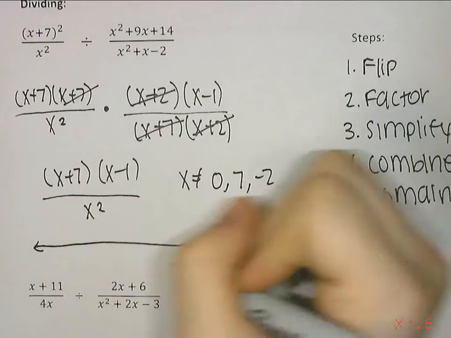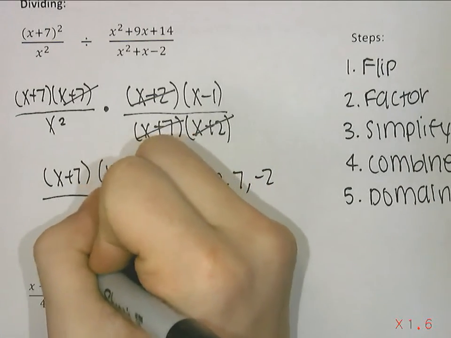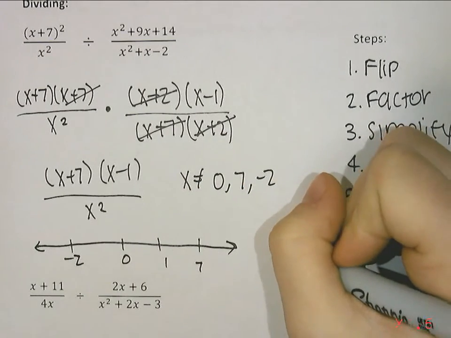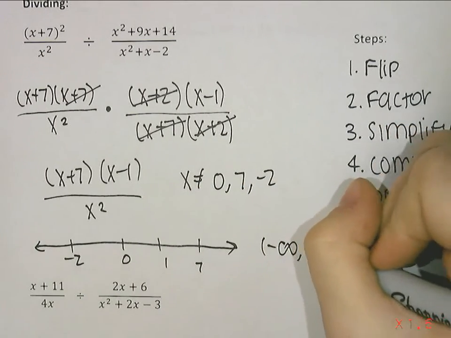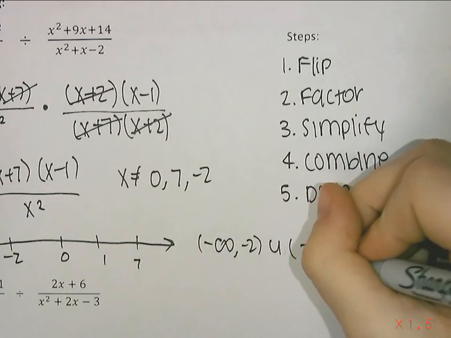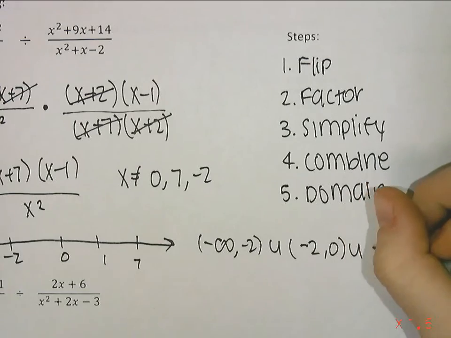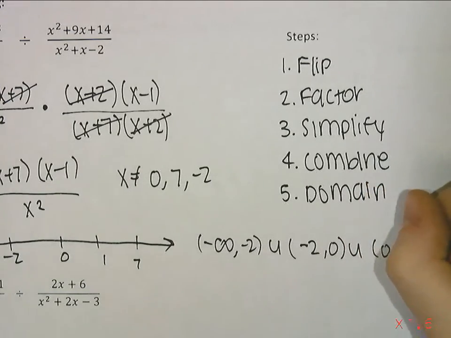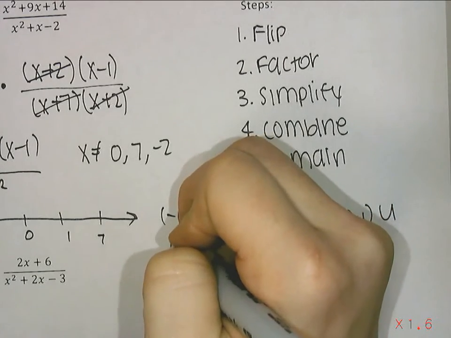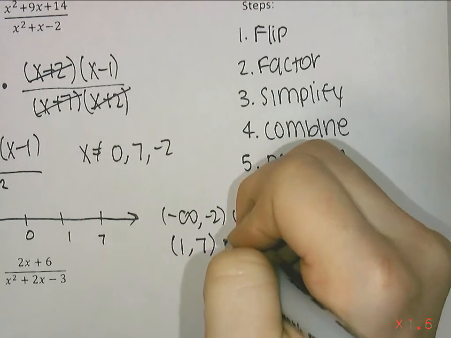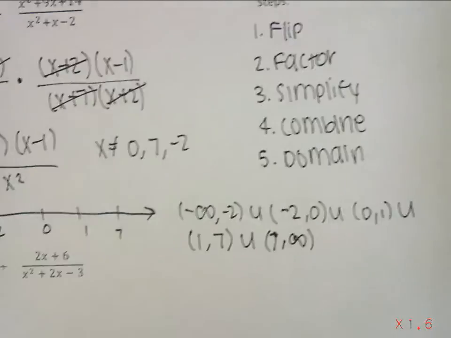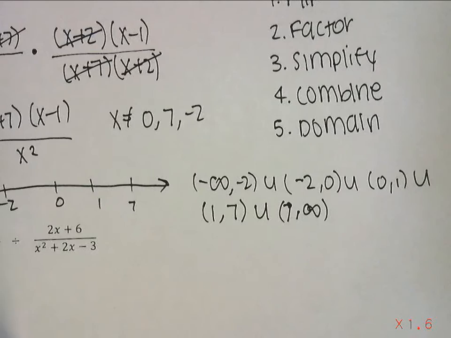And your domain is, let me set this up. So your domain is negative infinity to -2. Then -2 to 0. 0 to 1. 1 to 7. 7 to infinity.